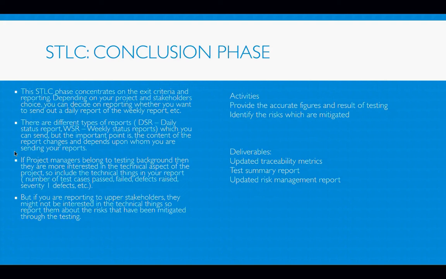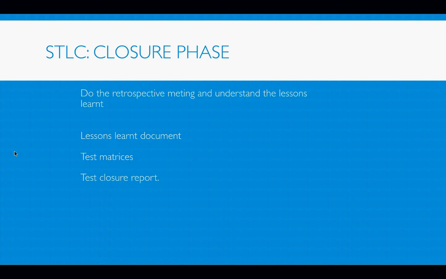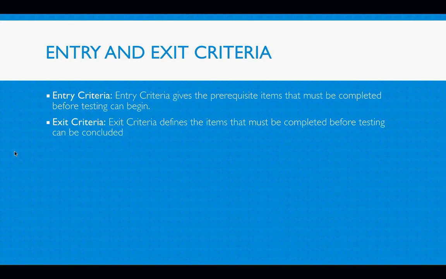That is the conclusion phase also, and everyone that needs to be reported to has been contacted. You have your test summary report and everything is there. The same way, you put your lessons learned in place, and also update your test metrics to be able to see that you've covered everything that needs to be covered according to your test metrics. So let's go discuss the exit and entry criteria.